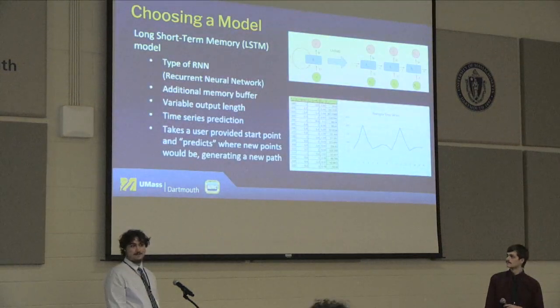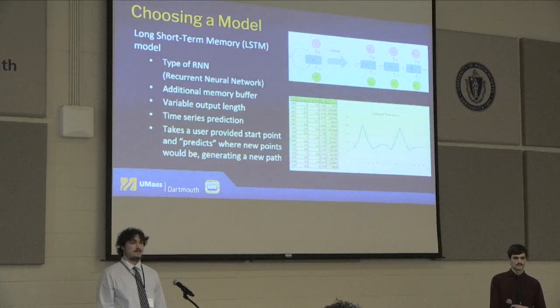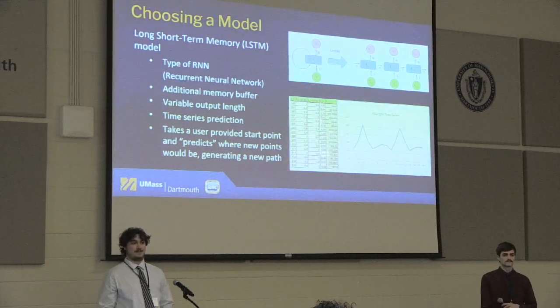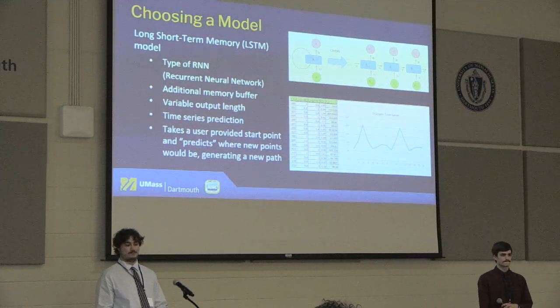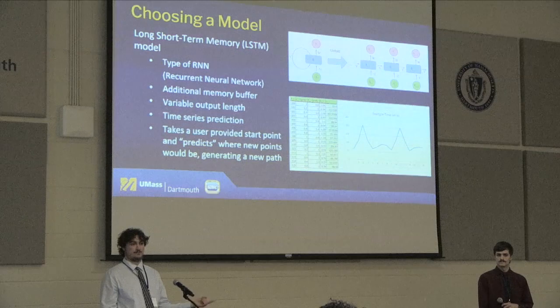We had a lot of different options to choose from when it came to picking a model. We looked at autoencoders and adversarial nets, but ultimately we settled on what's called an LSTM, a long short-term memory model. LSTMs are a specialization of a broader class of nets called recurrent neural nets, and their defining characteristic is the presence of an additional memory buffer that essentially makes them more perceptive to long-form time series data. Time series data is information that's collected across multiple points over time.